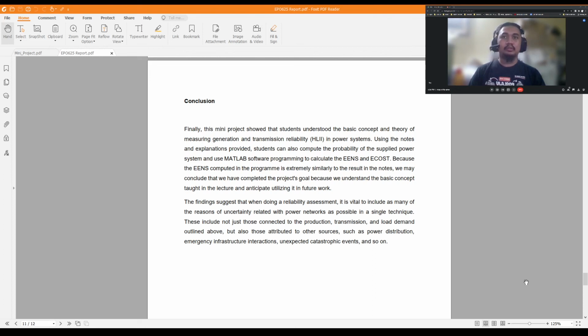So our findings suggest that when we're doing a reliability assessment, it is vital to include as many reasons of uncertainty with power networks as possible in a single technique. This includes not just those connected to the production, transmission, and load domain outlined above, but also those attributed to other sources, such as power distribution, emergency infrastructure, interactions, unexpected catastrophic events, and so on.